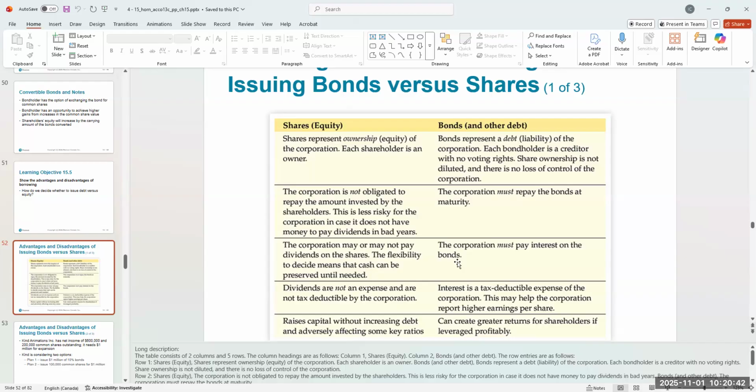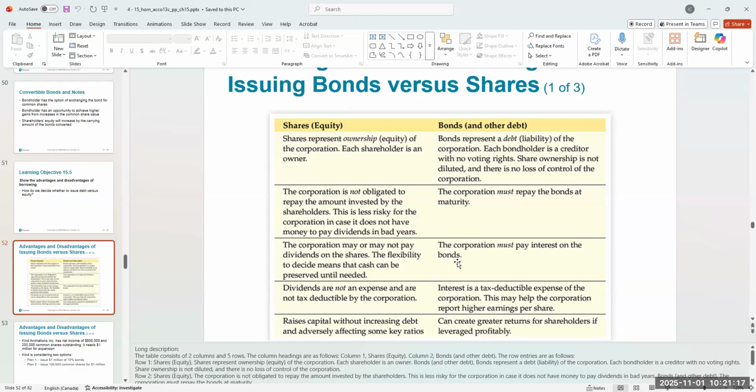By issuing debt, you're not giving anything up. The bondholder, in this case, is a creditor, but he cannot tell you what to do and what not to do. Which means that the ownership is not going to be diluted or decreased, and there's no risk of losing control of the company when you issue bonds.